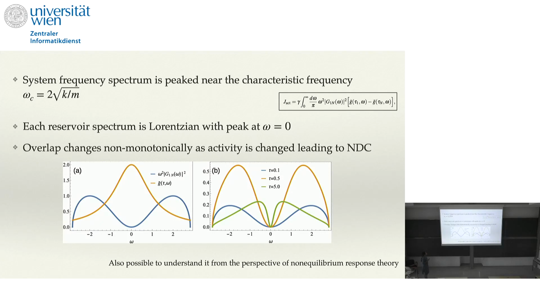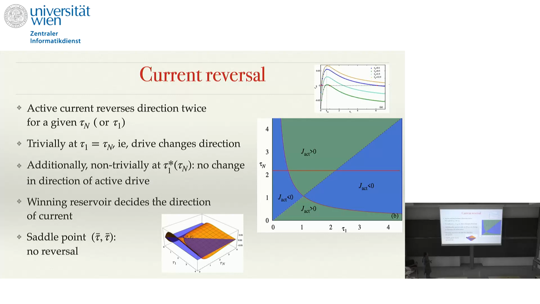So if we plot this overlap between these two functions, we see that this overlap actually changes non-monotonically. Here for tau equal to 0.1, this blue curve, and that increases when we go to tau equal to 0.5, and then it decreases again when we go to an even higher value of tau. So that's what is giving rise to this non-monotonicity in the current. We have two contributions from the two reservoirs. We are keeping one tau fixed, and this other quantity is changing non-monotonically, which is giving rise to the non-monotonic behavior. In fact, this is also what is giving rise to the current reversal.